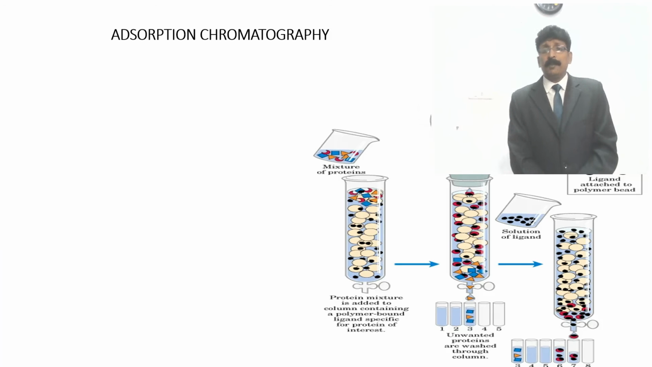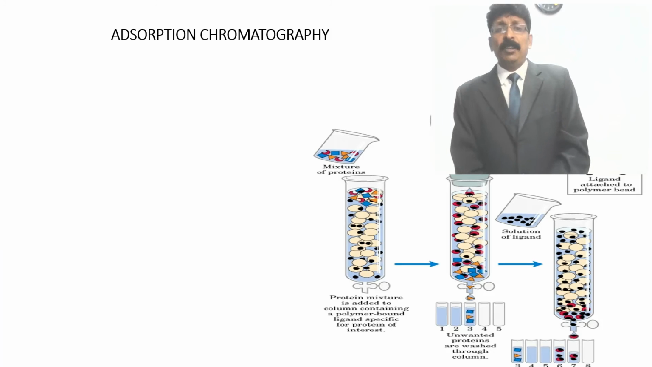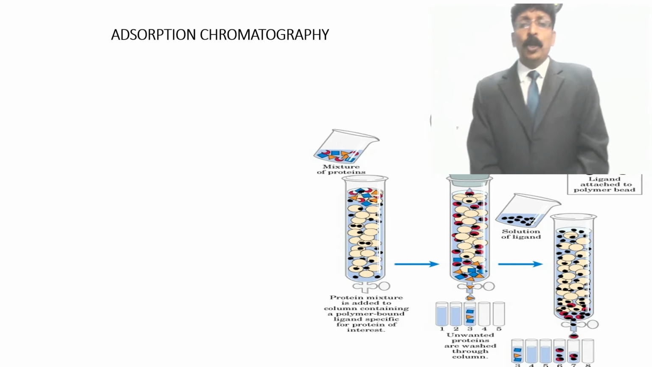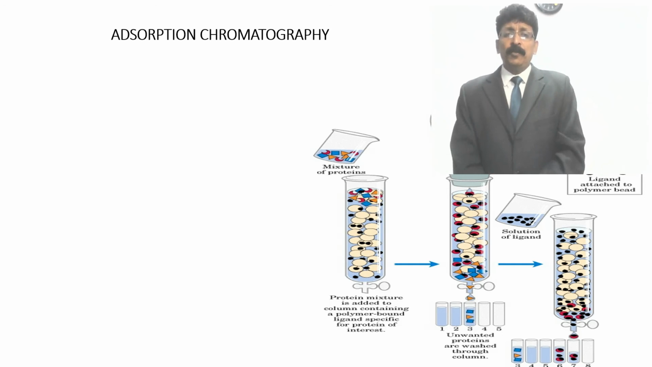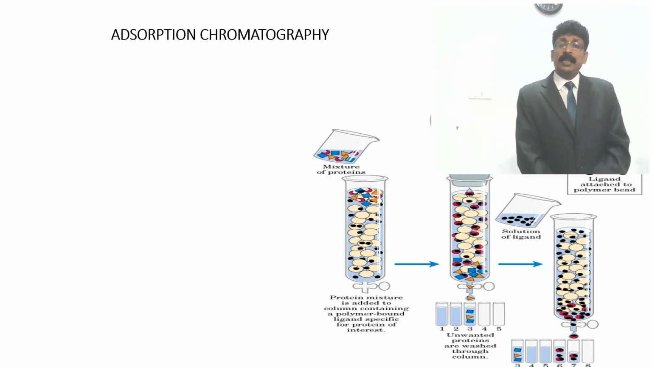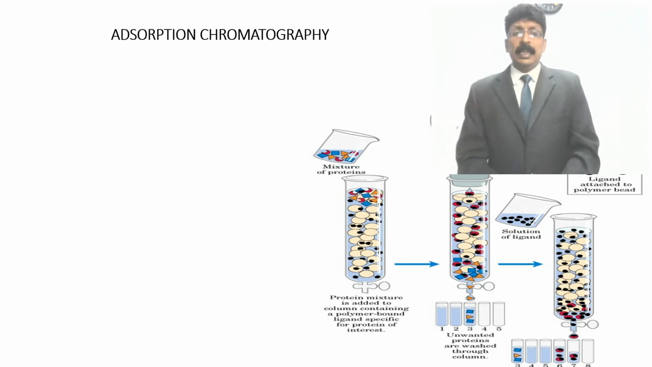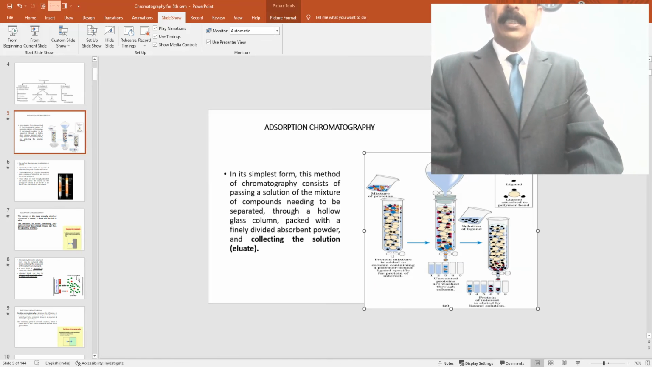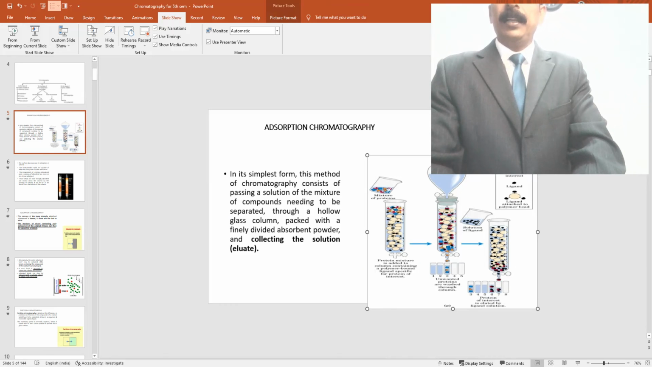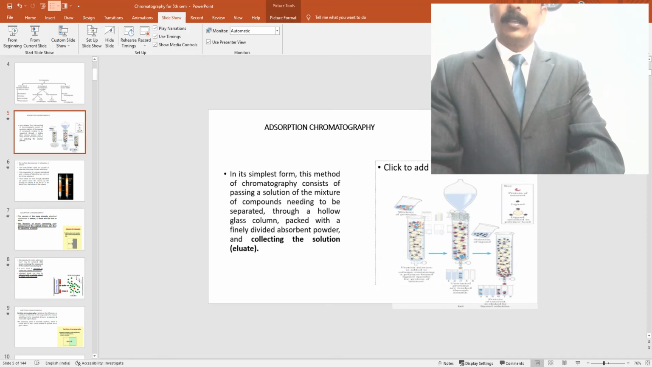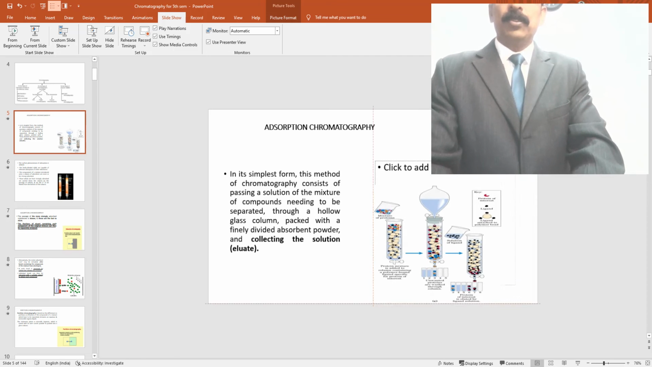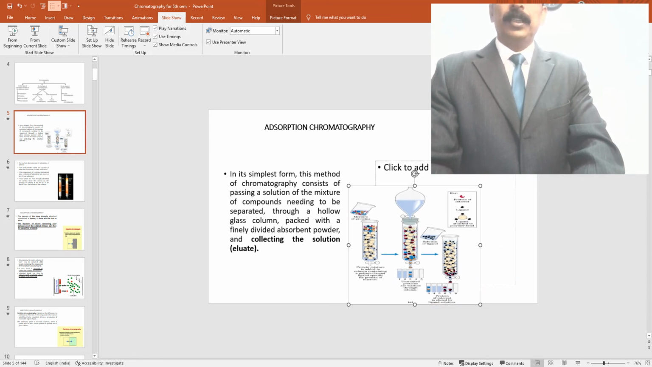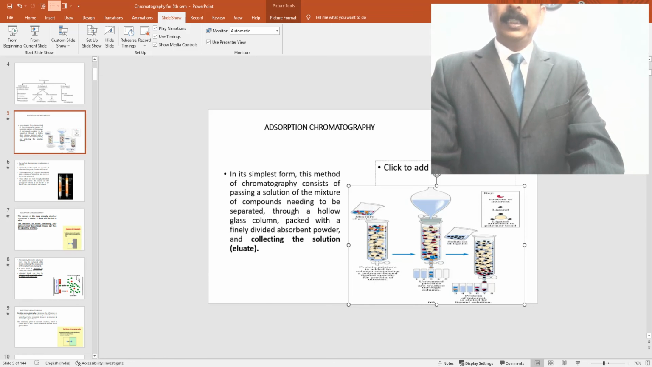Here I have given a picture just to show you. For example, this picture shows a mixture of protein which is added to a column which contains, you can see there are black marks, and many shapes and colors. You can see this very clearly, even though it's not much clear because it's hidden. I'm just showing it. You can pull it down so that it is easy for the students to see.